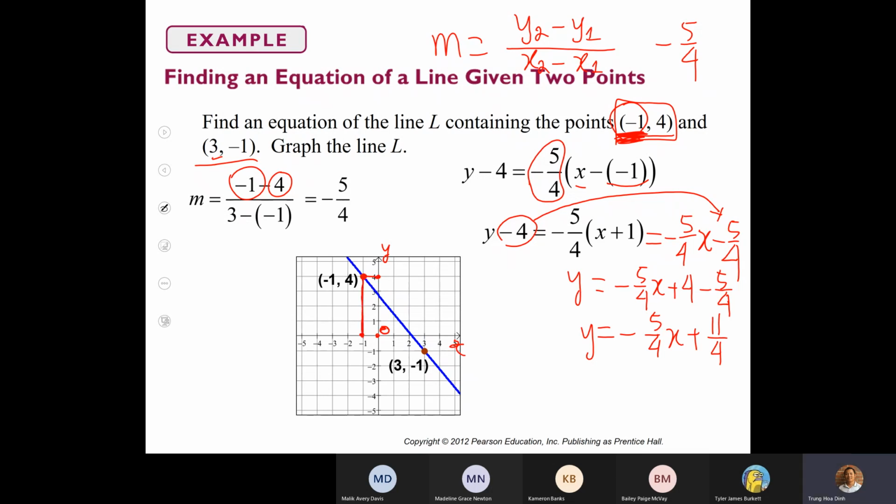The second one, (3, -1). x equal to 3 is right here, y equal to -1 is right here. So you got this. This one you have. So you connect them. I hope you still remember how to graph a straight line using slope. Remember that?